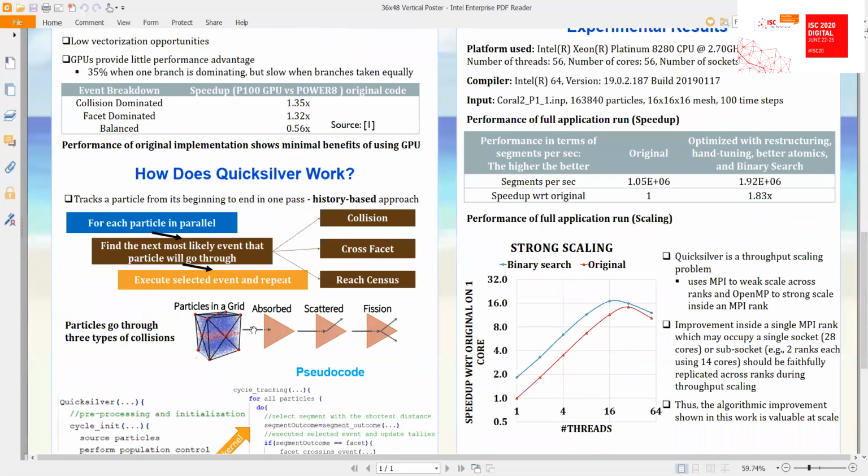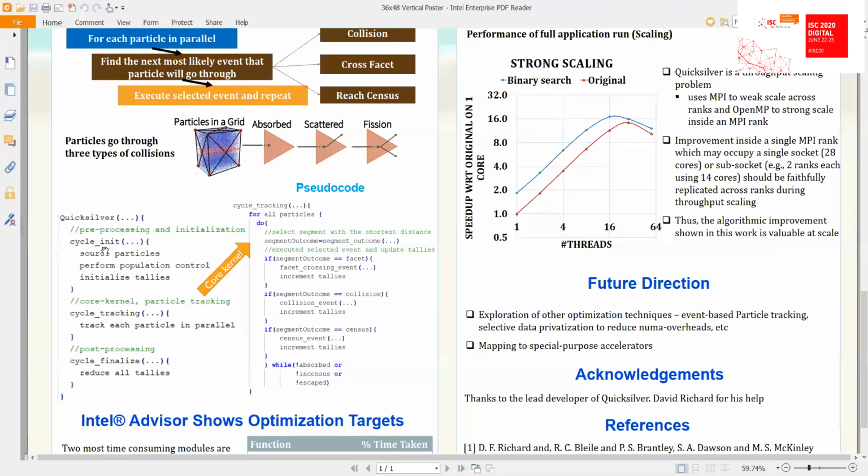Now let's see how Quicksilver works. Quicksilver tracks each particle from its beginning to its end using a history-based particle tracking approach. Each time step can be divided into three phases: cycle init, cycle tracking, and cycle finalize. Cycle tracking is the key kernel where, for each particle in parallel, it calls the segment outcome function to find the most likely event that the particle is going to go through, and then it executes that selected event and repeats the process. And that event could be either going through a collision, crossing a facet, or reaching census.